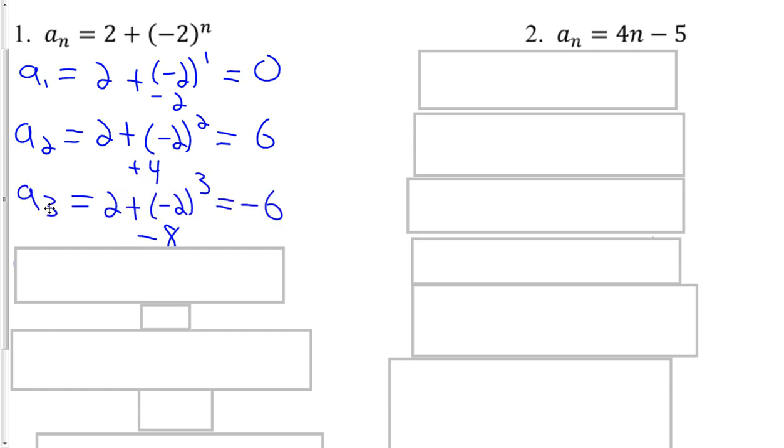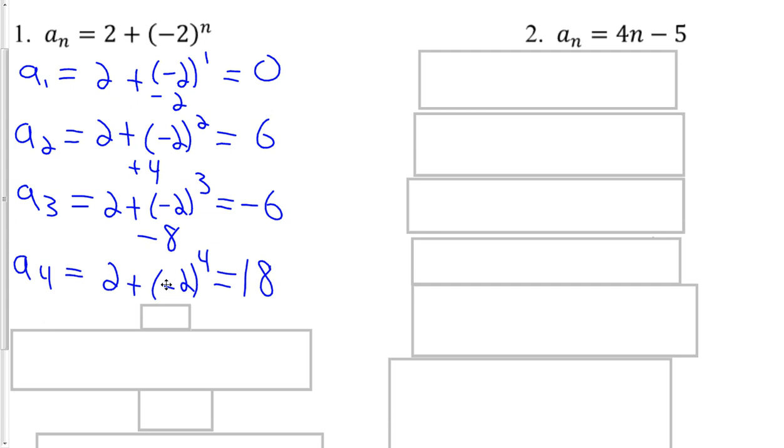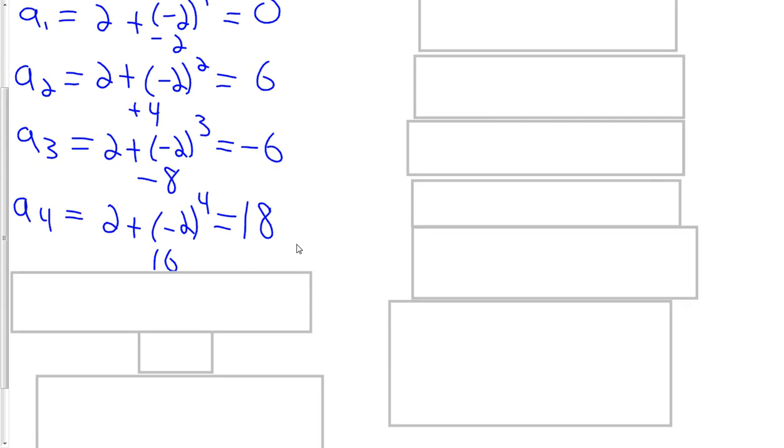Next one, we're plugging in 3. 2 plus negative 2 to the third, which is minus 8. 2 minus 8 is negative 6. And now we're going to do 2 plus negative 2 to the fourth. Well, negative 2 times negative 8 is 16. 2 plus 16 is 18.